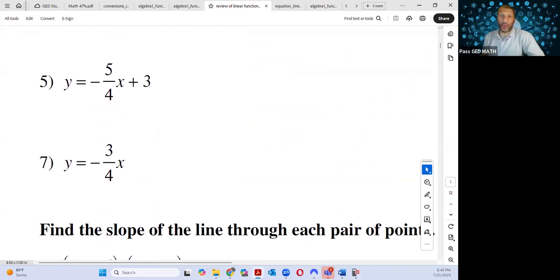What is the slope from an equation? This is slope-intercept form. Slope-intercept form is y equals mx plus b. What's in front of my x? Slope-intercept form tells me that's my slope. So my slope is -5/4.